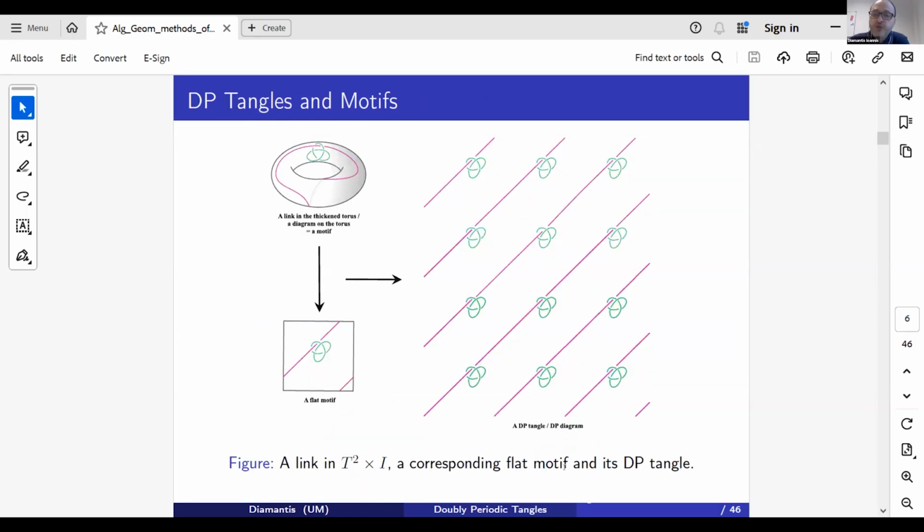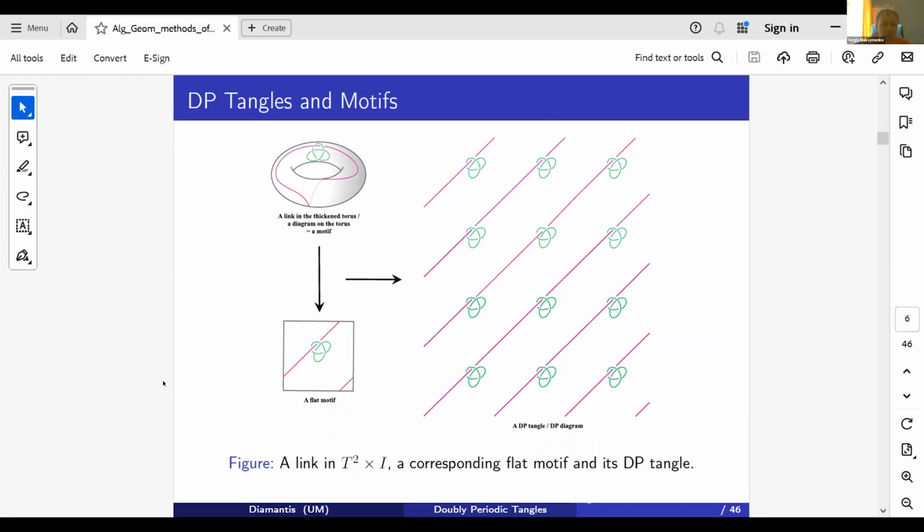And here is the picture so that we can see the whole thing. So we start with a link in the thickened torus that we call motif, right? And if we take the identification, if we open the thickened torus, we have what we call flat motif, and this master here on the right is a deep rectangle. So it's the lift under the universal cover. So we are talking about infinitely many lines that extend to all directions, and this link, this motif, would correspond to this deep rectangle.